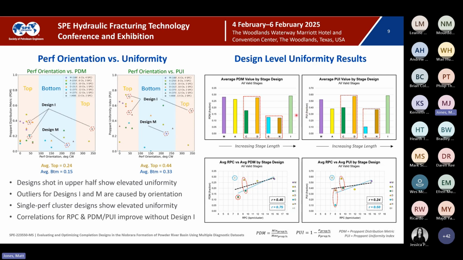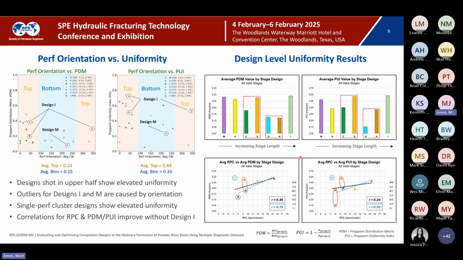Just to be fair, when we look at PDM, we do see the uplift going from C to D, but we don't necessarily see the uplift going from G to H. So if you consider 4 possible outcomes, pair 1 and 2 for PDM and pair 1 and 2 for PUI, 3 out of 4 times, it's indicating that going from multiple perforations per cluster to a single perforation per cluster gives us better treatment uniformity.